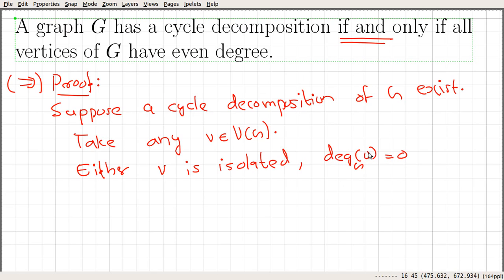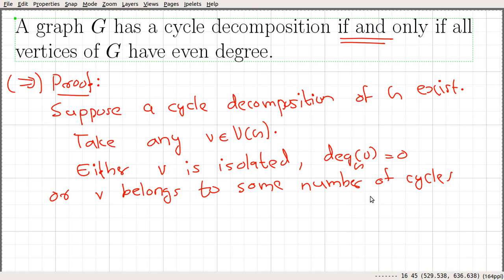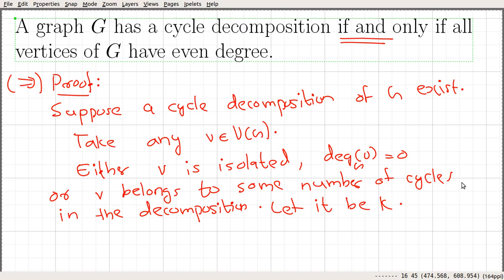In that case the degree is 0, and 0 is even. Or, if the degree of V is not equal to 0, then V must appear in at least one cycle. We are assuming that a cycle decomposition of G exists. So this arbitrary vertex V must belong to some number of cycles in the decomposition, and let that number be k. So V belongs to k cycles in the decomposition.